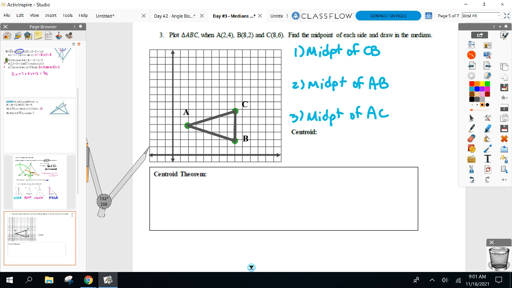You should do it using the midpoint formula. We don't have time to construct it. Use the midpoint formula, please. Add your x's divided by 2, add your y's divided by 2.